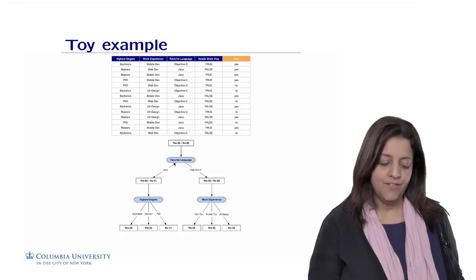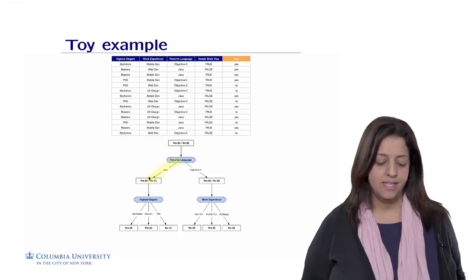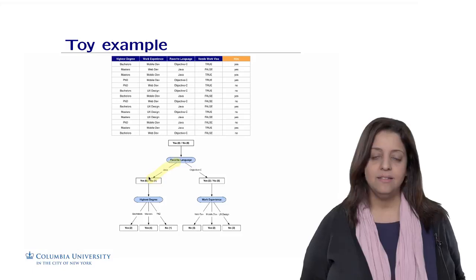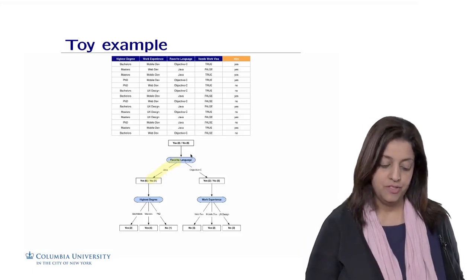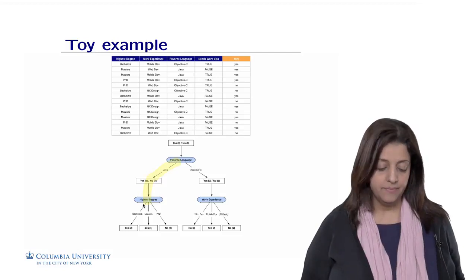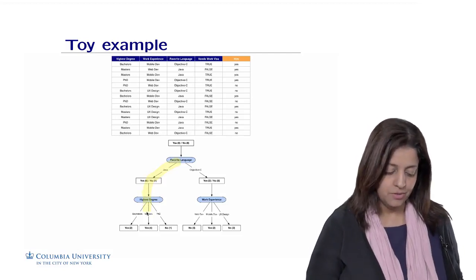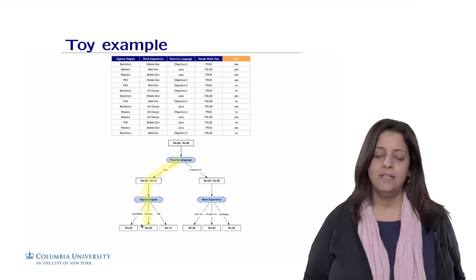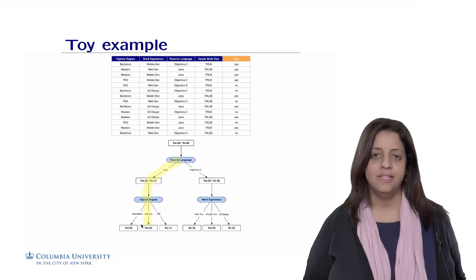The favorite language is Java, so I'm going to go through this path, the left-hand side. Given this value for the feature favorite language, the next feature to test is highest degree. The highest degree is master's, so I'm going to go through this path. And this path leads us to the leaf that says yes, we should hire the candidate. So the answer is yes.